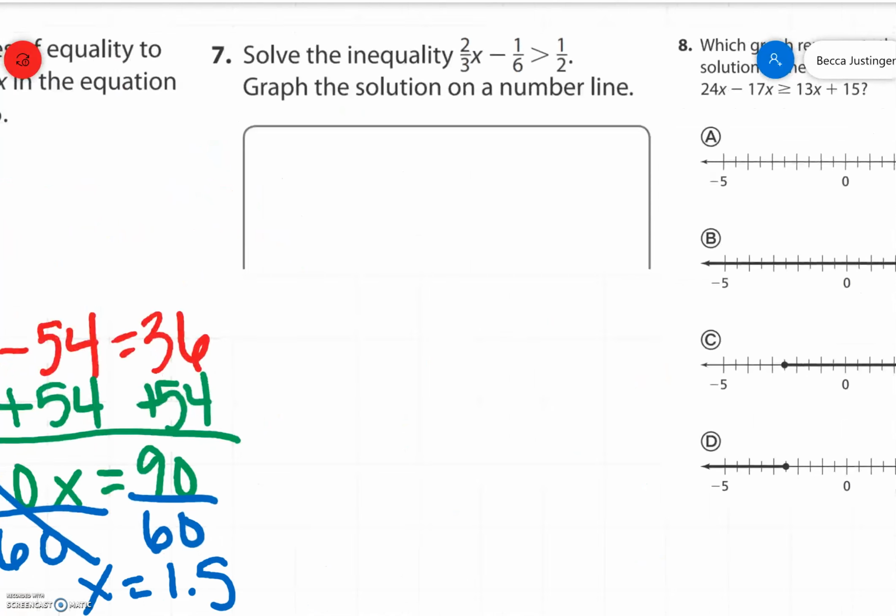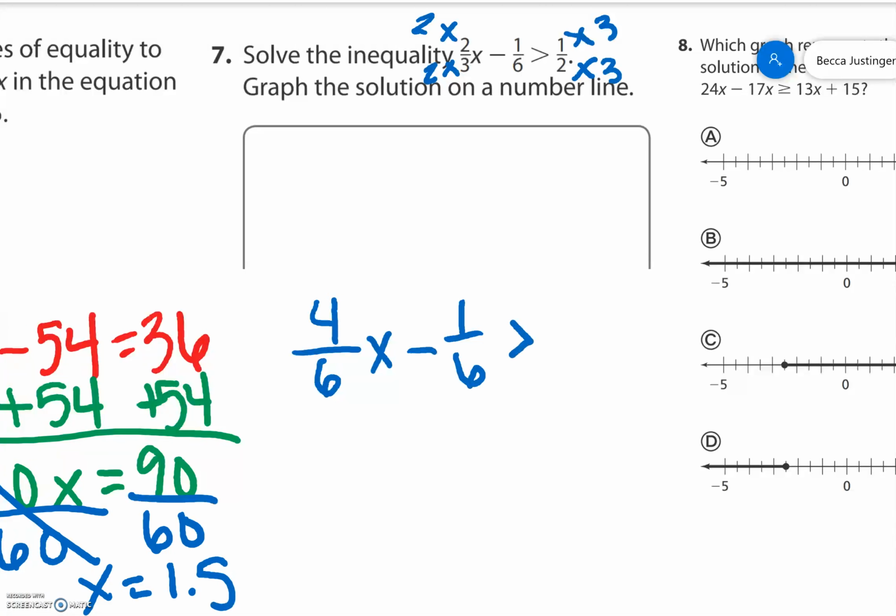Number 7. Solve the inequality and graph the solution on a number line. Okay, don't freak out just because it's fractions. You can do this. Just change them all to have common denominators. So I want them all to have a denominator of 6. 3, 6, and 2. So I'm going to multiply the first fraction by 2 over 2. Second fraction I don't have to change because it already is over 6. And the third fraction by 3 over 3. So that's going to give me 4 over 6x minus 1/6 is less than 3 over 6.